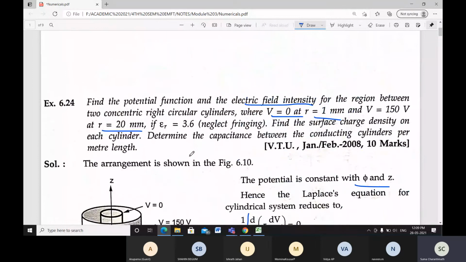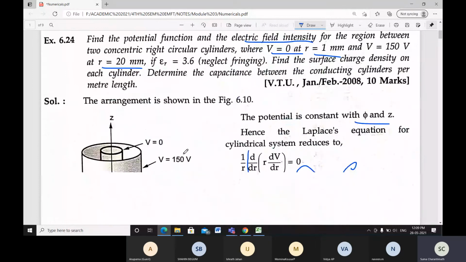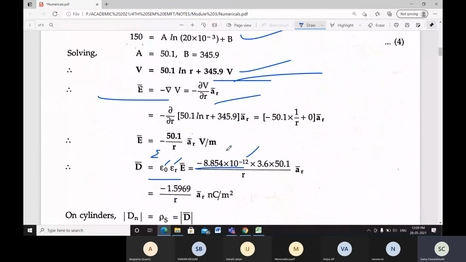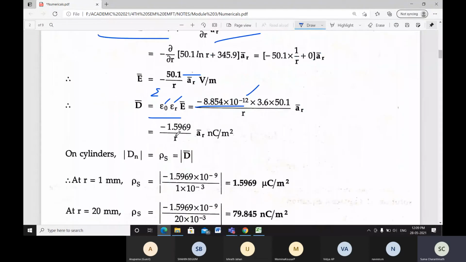Just you substitute that. Then your field intensity is 50.1 divided by R into AR direction. Then you use your calculation and calculate for this. You will be getting minus 1.5969 divided by R into AR nanocoulombs per meter square. That is about our flux density.